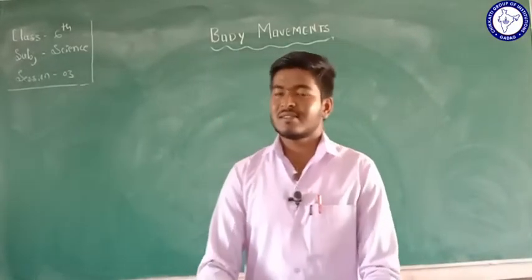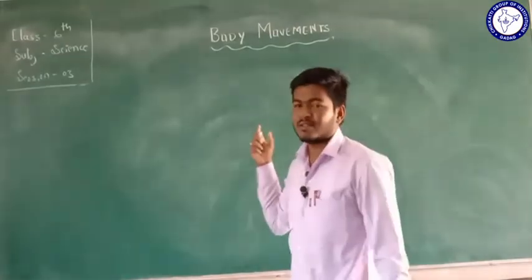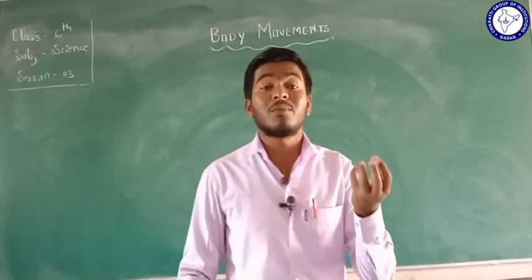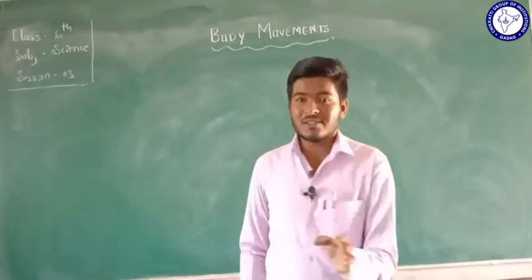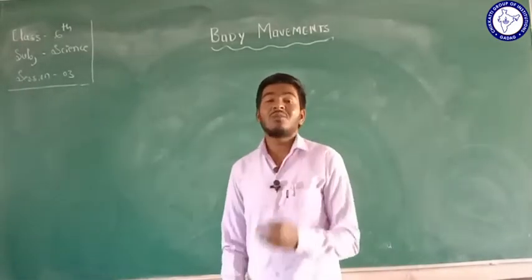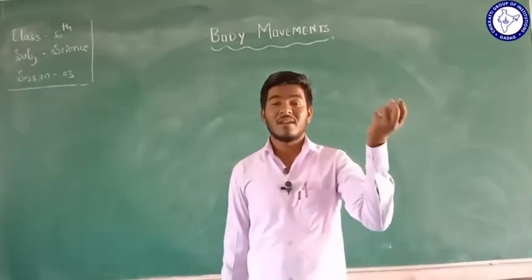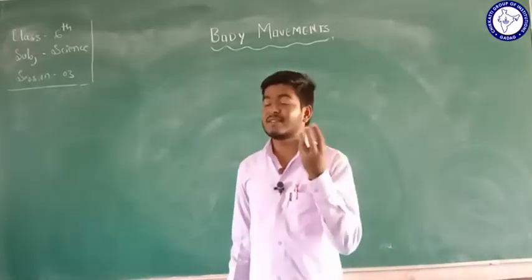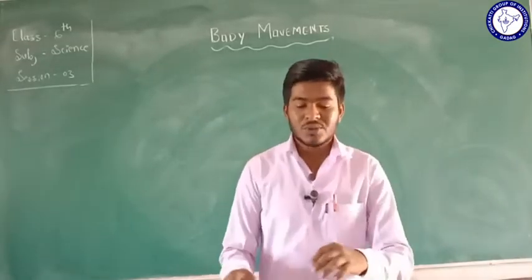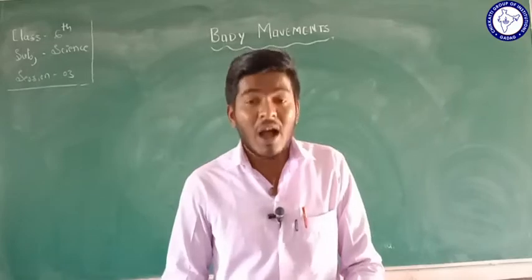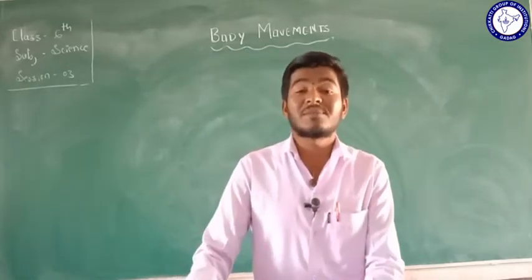In last class, under the chapter of body movements, we discussed different types of joints which are present in the human body. And in today's session, we are going to discuss how joints are present in different types of animals, different types of insects. So that will be discussed in today's session. That is about 8.2 Gait of Animals. How the animals have different types of joints.